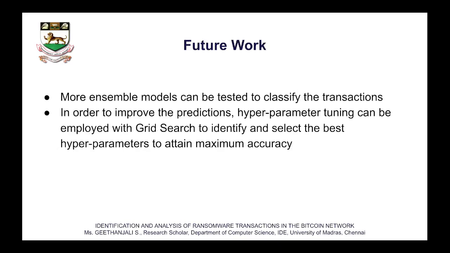The future work could involve building more methods, or even building an ensemble method by combining different methods and testing the data on these ensemble methods to classify the transactions. Apart from that, hyperparameter tuning can also be employed by making use of a grid search mechanism to select the best hyperparameters for different algorithms to ensure that the classifier is able to achieve maximum accuracy.